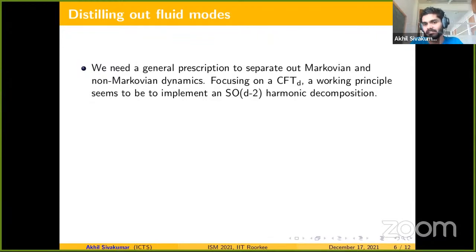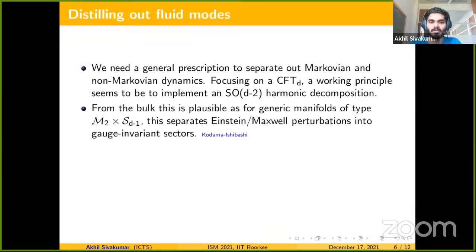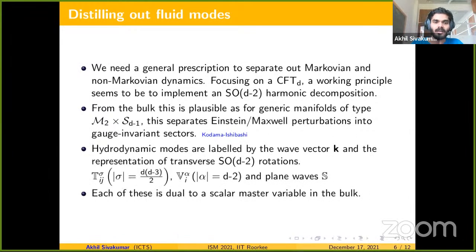Focusing on a d-dimensional CFT, a working principle seems to be to implement an SO(d-2) harmonic decomposition of the excitations. This is plausible from the bulk, as for generic manifolds of the form M_2 times S^{d-1}, where the 2 and d-1 denote their dimensions and S is some maximally symmetric space. This separates out Einstein and Maxwell perturbations into gauge invariant sectors. Why Einstein and Maxwell? Because we are interested in the long distance regime, and the players there are all the conserved quantities like energy and charges and so on.